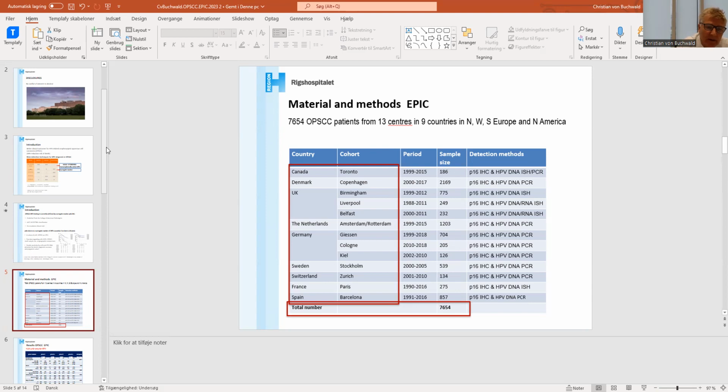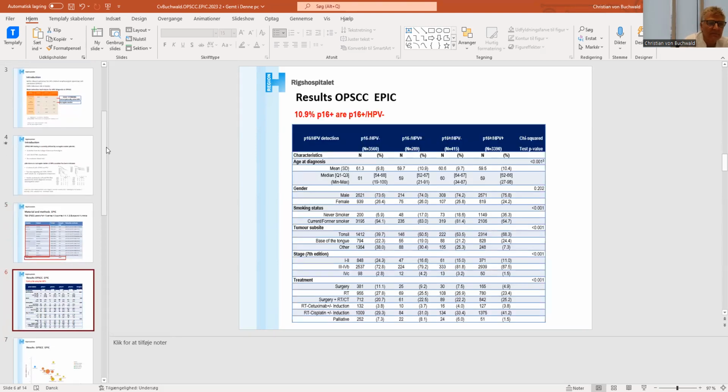trial or study. On the right side of the slide, you can also see the detection methods. As already mentioned, it's P16 immunohistochemistry, plus in most of the cases, also reflected by the amount of testing, HPV DNA PCR, which has been the very dominant method for HPV detection. What we found here is that in almost 11% of the P16 positive cases, you have discordance with HPV negativity.